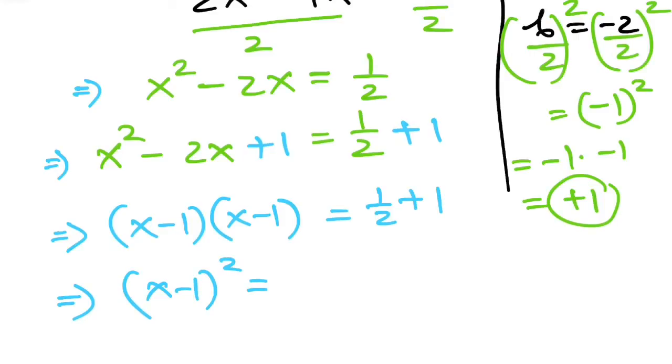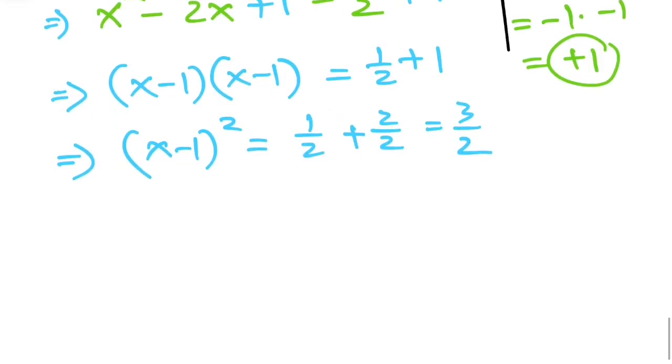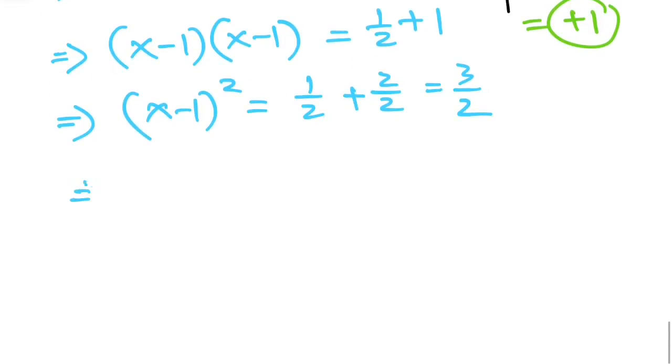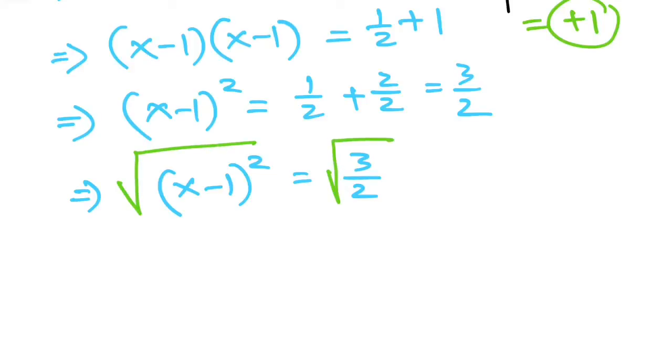All right, let's finish it. So now we can write x minus 1 whole square. Well, 1/2 plus 1, we can easily add them. Think of 1 as 2 over 2. So that should be equal to 3 over 2. So x minus 1 whole square is equal to 3 over 2.